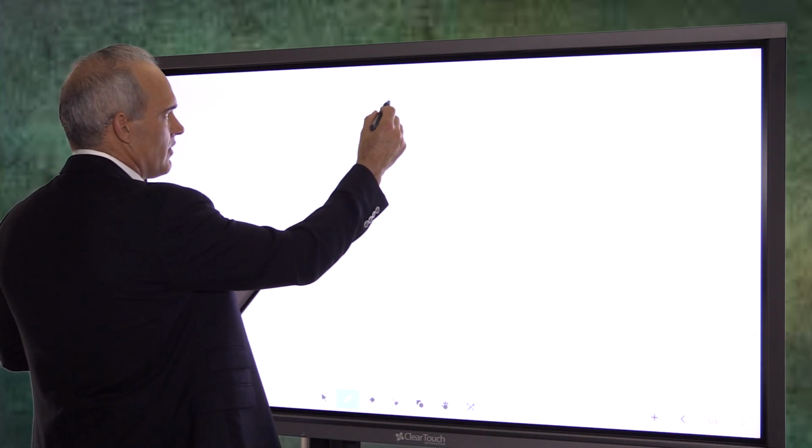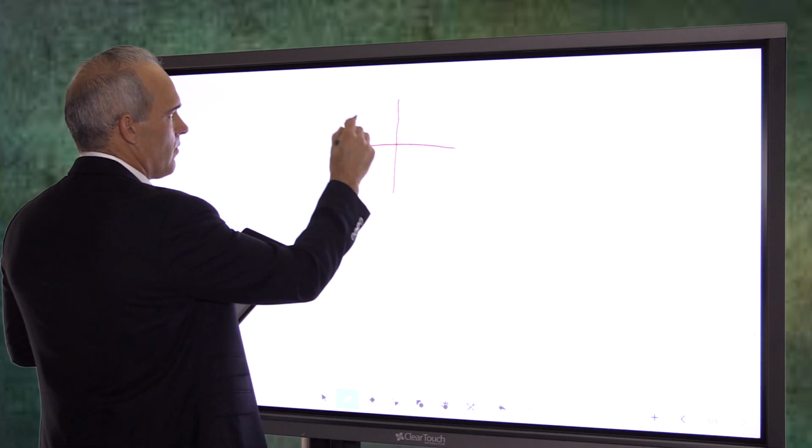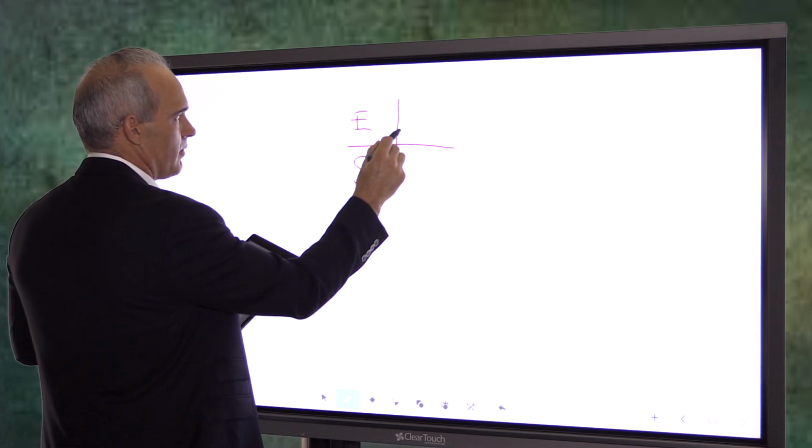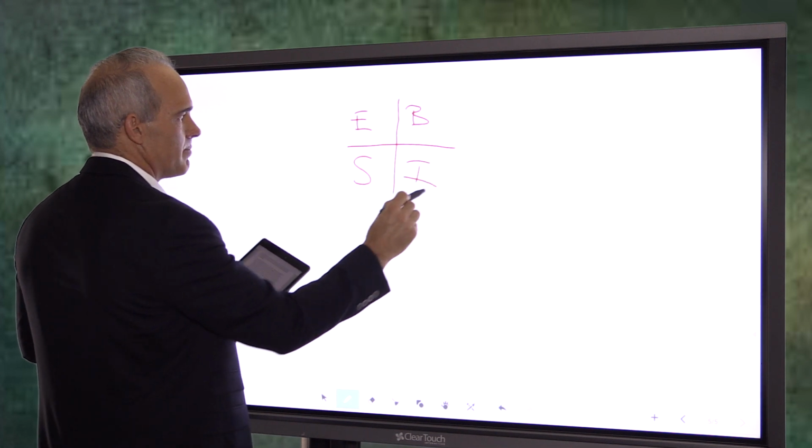So in the cash flow quadrant, he uses this graph where this is an employee, this is self-employed, this is big business, and this is investment.